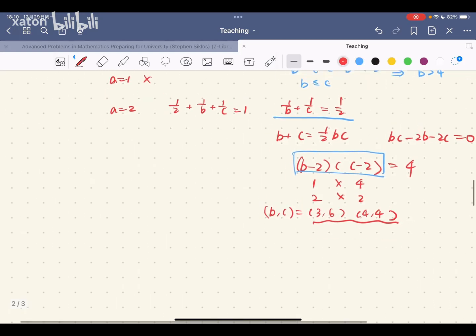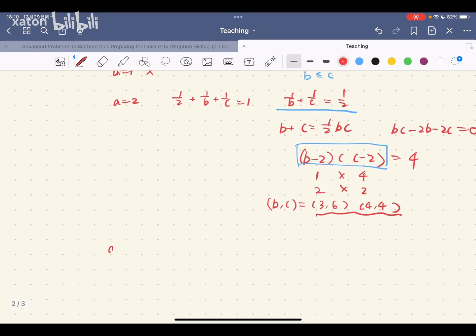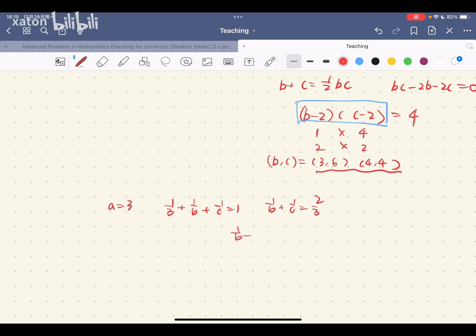Let's go on. So a equals 3, so that is 1/3 plus 1/b plus 1/c equals 1, so 1/b plus 1/c equals 2/3. We use the same method.